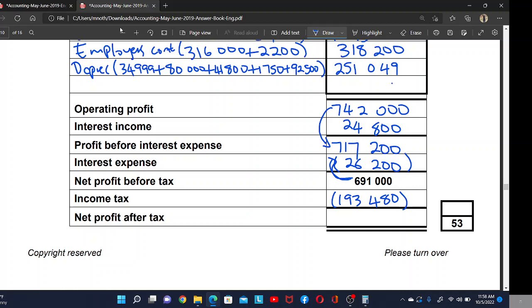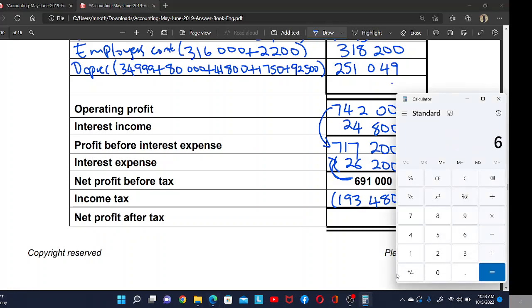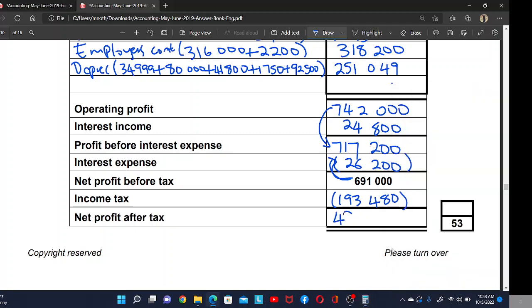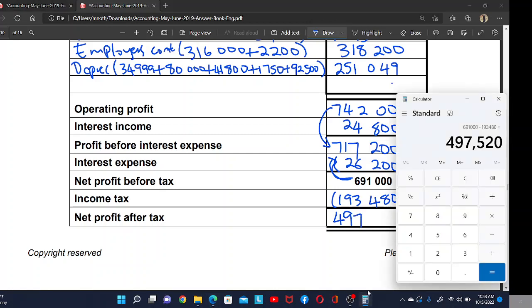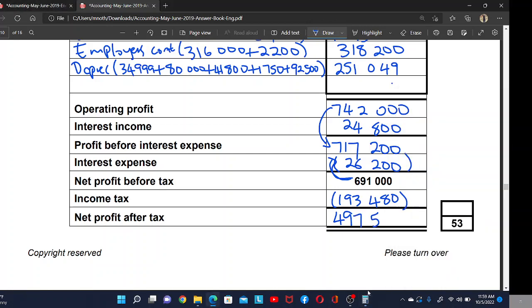Now we know that to get the net profit after tax, you say net profit before tax minus income tax. So 691,000 minus 193,480 is equal to 497,520.